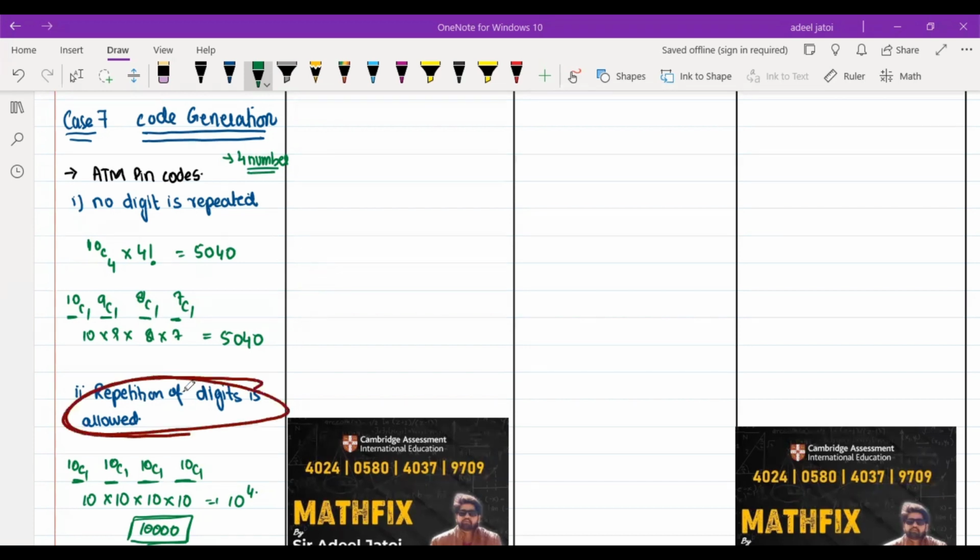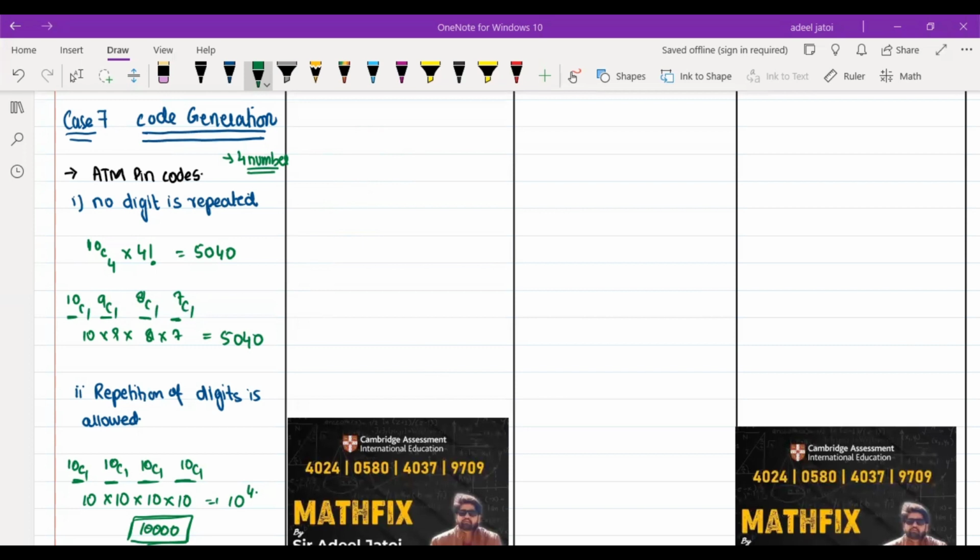When digits are repeated, that means 10C1, 10C1, 10C1, 10C1, which means your code can be 3333. Your code can also be 4444. Your code can be 2222. But when digits are not repeated, if you have 2 in the first place, you can't have 2 again. If you have 3 at the first place, you can't have 3 again, because the digits are not being repeated.